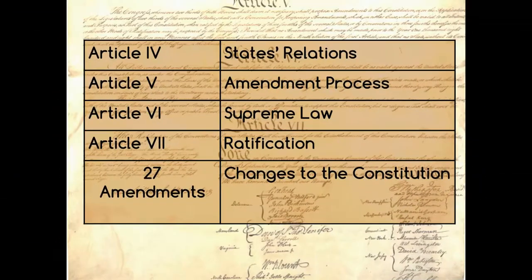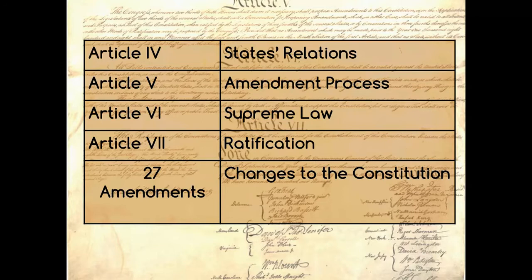So now that we looked at the preamble and the first three articles of the Constitution that outline our three branches, let's look at Articles 4, 5, 6, and 7. Article 4 is the section of the Constitution that talks about states. It outlines the responsibilities of states, as well as the responsibilities the federal government has to the states. It explains the process of adding new states.